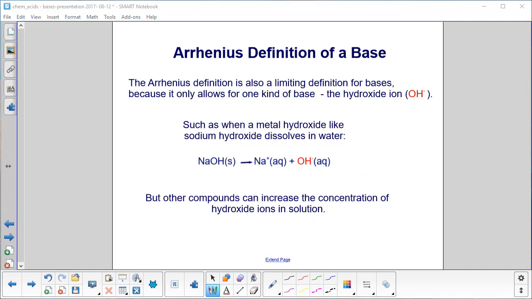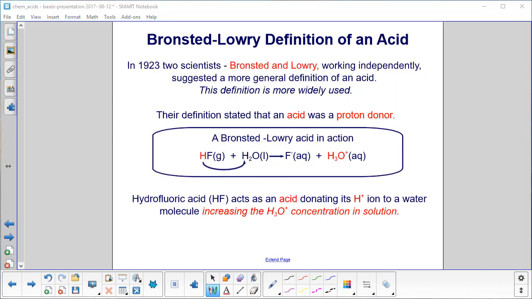It is also a limiting definition for bases because it only allows for one kind of base, the hydroxide ion, such as when a metal hydroxide, like sodium hydroxide, dissolves in water. Okay, so Arrhenius can handle that, that's just fine. However, other compounds can increase the concentration of hydroxide ions in solution. So a few decades later, in 1923, two scientists, Bronsted and Lowry, and probably shouldn't put them together because they worked independently, suggested a more general definition of an acid. This definition is more widely used.